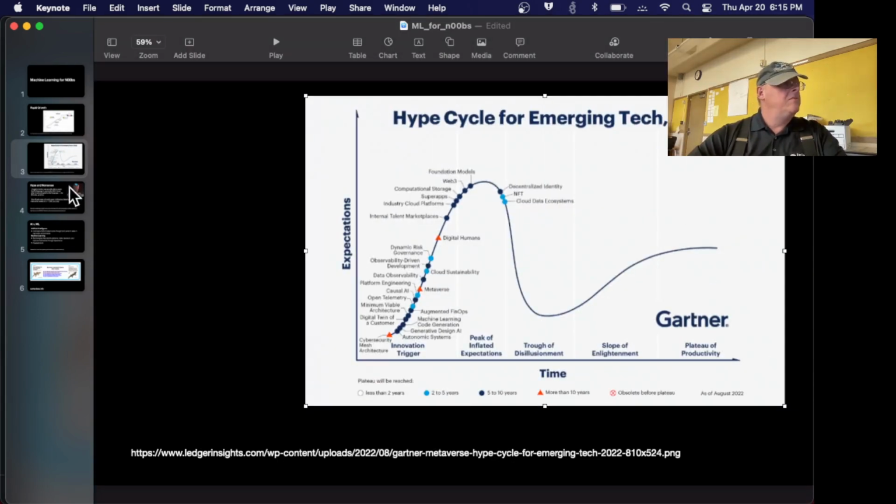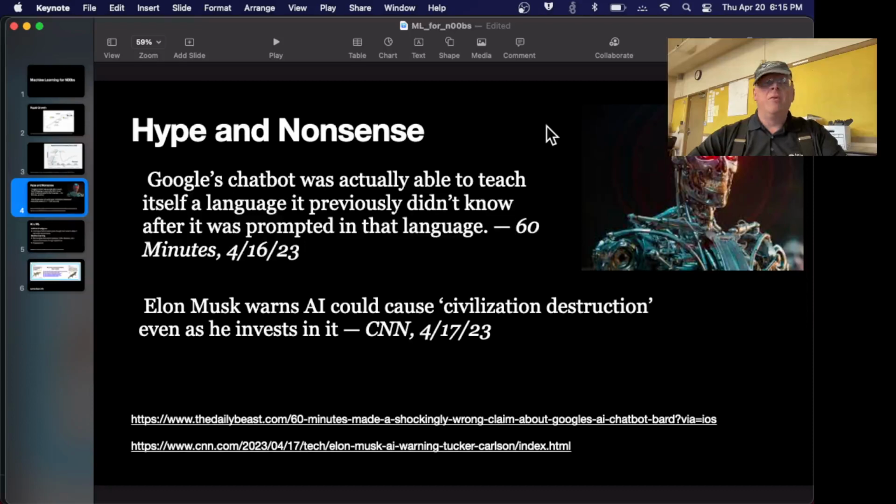And so right now, there's an incredible amount of hype and nonsense about AI from people who really should know better, like Google. 60 Minutes, a couple days ago, had an hour-long interview with Sundar Pichai, the CEO of Google, and ridiculous nonsense was spewed. For example, one thing they said was that Google's chatbot learned a language it had never seen before, and when somebody asked questions in that language, it taught itself the language and answered in it. Now that is impossible.